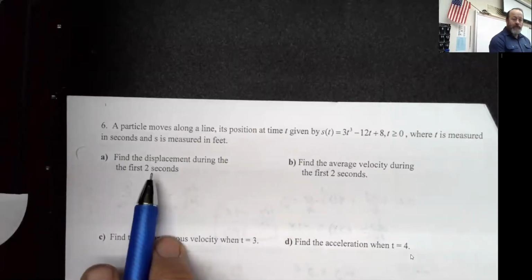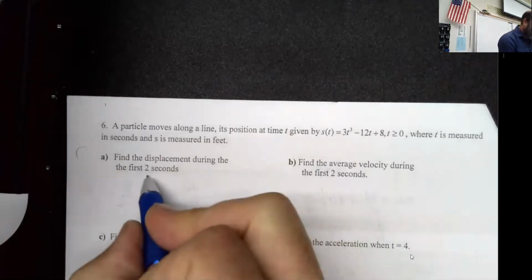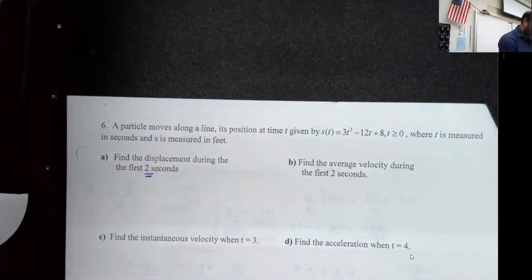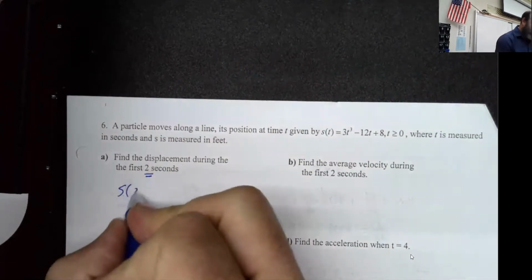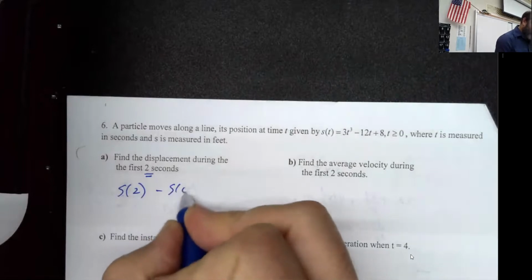But if you're going to find, remember, the displacement has nothing to do with when you're going forward and backwards. It's just like, where did you start, where did you end? And so if it's the displacement over these 2 seconds, what I need to do is find out where you were at the end of 2 seconds and subtract where your initial position was.